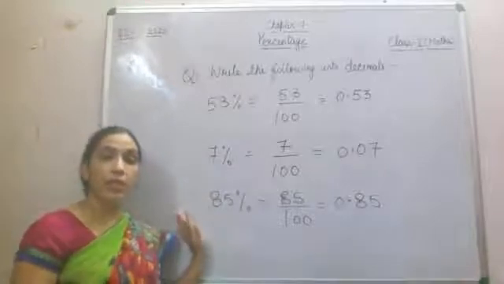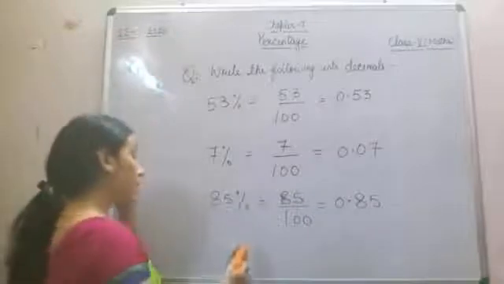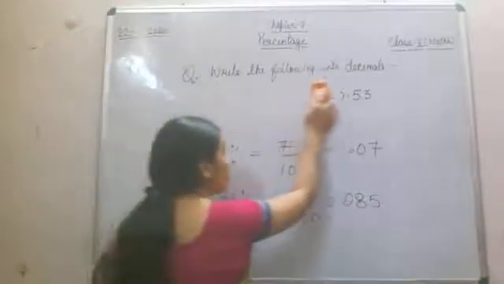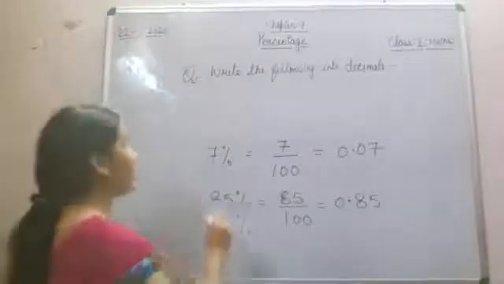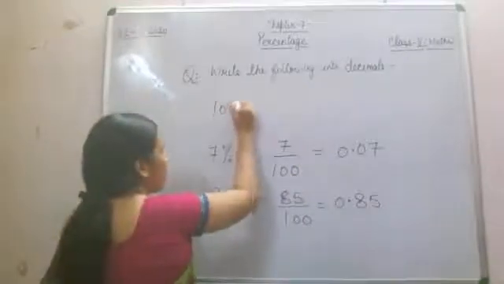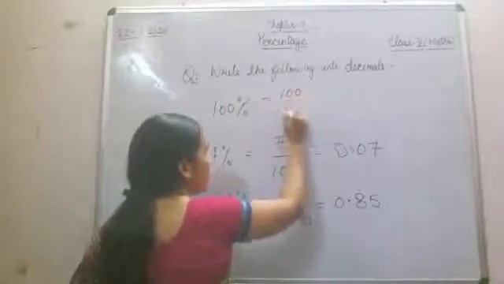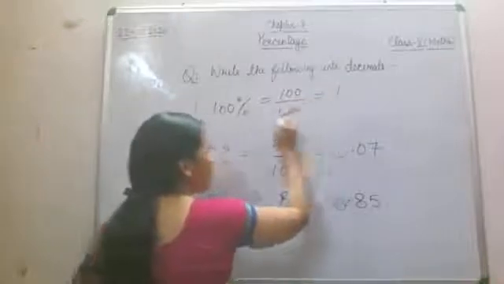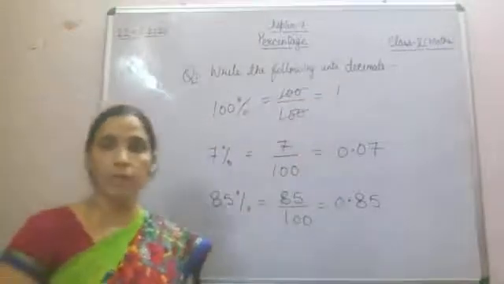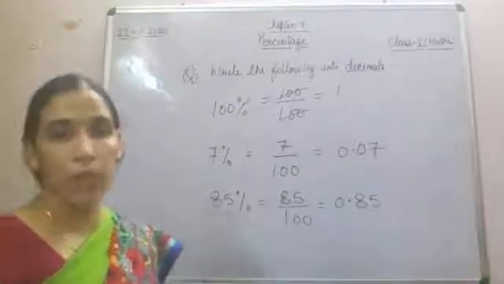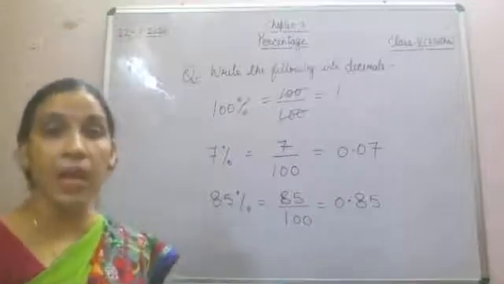See children, these are a few of the examples. Now children, I will take one more example, that if you have to represent 100%, what will be the answer in that case? If you have to represent 100%, it means 100 will be divided by 100. This will be cancelled with this, and what will be your answer? 1.